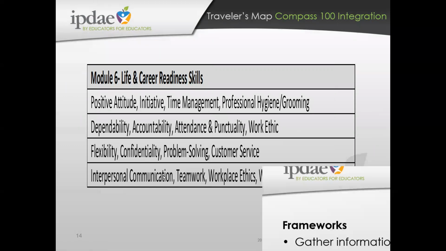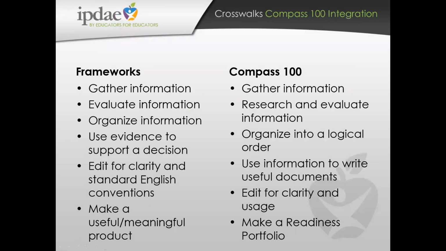So when you're looking at the frameworks and at Compass 100, I'm seeing nothing but similarities. Both of them are virtually identical. You gather information, evaluate it, research, organize the information, use that evidence to support a decision or to write a useful document, edit for clarity and usage, and make something meaningful in Compass 100. That meaningful creation or that meaningful product is your readiness portfolio.